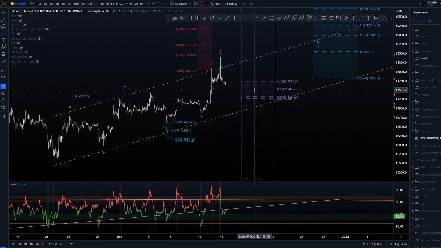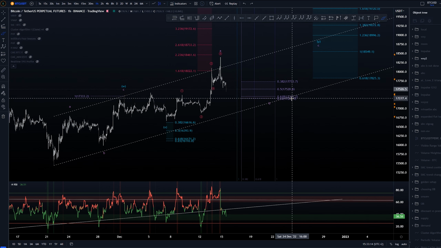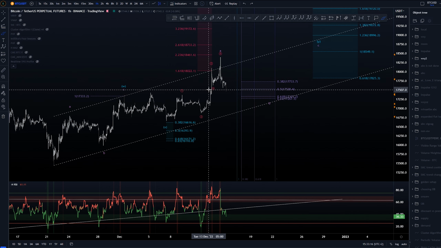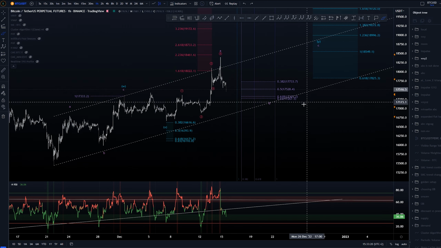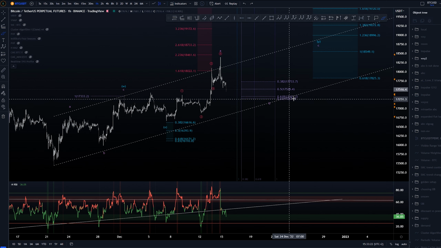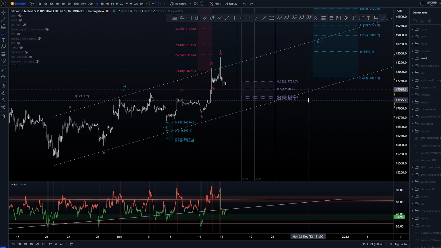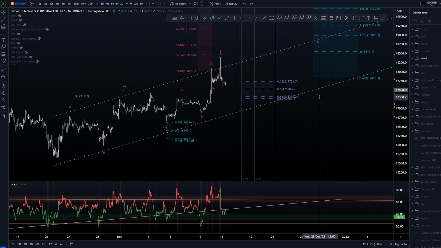Currently, we have retraced more than the 0.5 here at the moment. We have come back to this order block here, which we're going to be diving into more later on, but have not hit the golden pocket here yet, which would be around 17.3k.